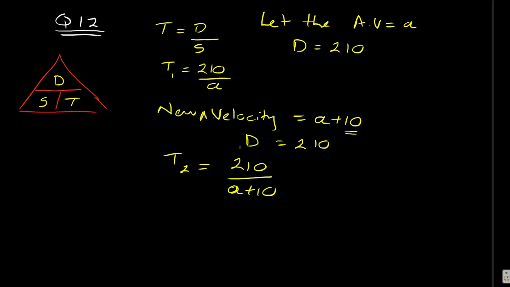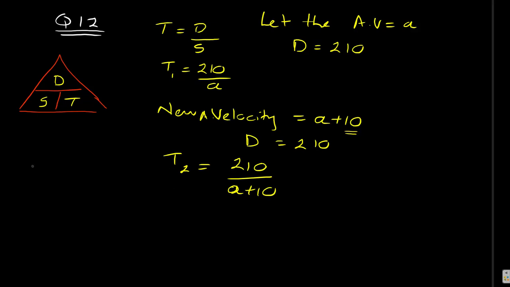So which means they are saying the difference between T1 and T2 is 30 minutes. So they are saying with speed A, he took a longer time compared to speed T2 by 30 minutes.